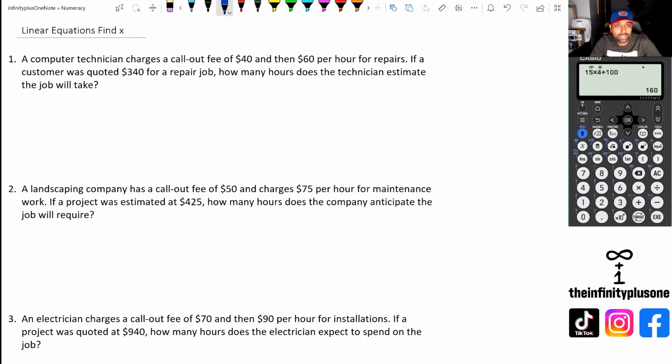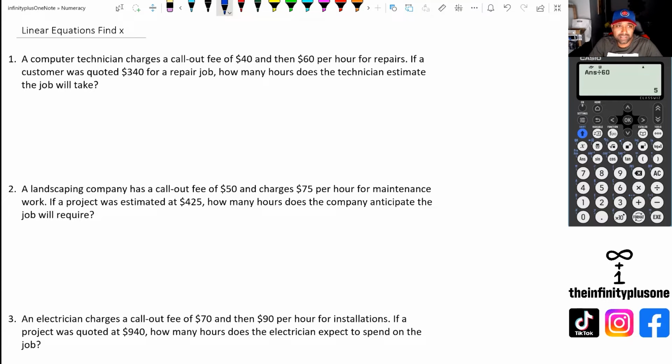Looking at question 1 here. You've got a $40 call-out fee and then $60 per hour for repairs. The customer was quoted $340, so how many hours does the technician estimate? What we're going to do is take out the call-out fee first. So if we go $340 and take away 40, we get $300. And if we do 300 divided by 60, that gives us 5 hours. So you could just write down 5 hours straight away for question 1.